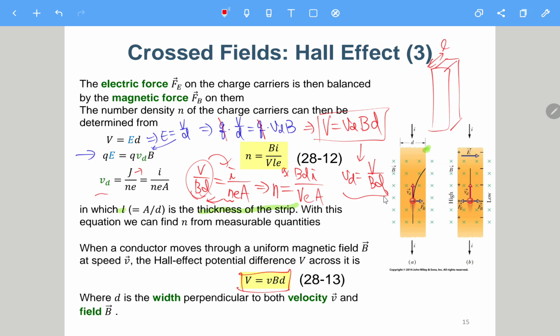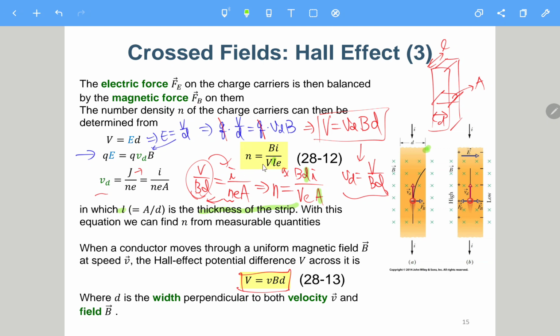A is the cross section area, and then D is the width. So we have L times D to be A. So here we have D over A to be 1 over L. So we will have B, I here, and then V, E, and then D over A is 1 over L. So we have L here. So finally we get this one.